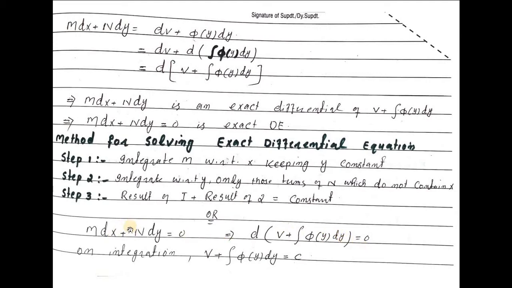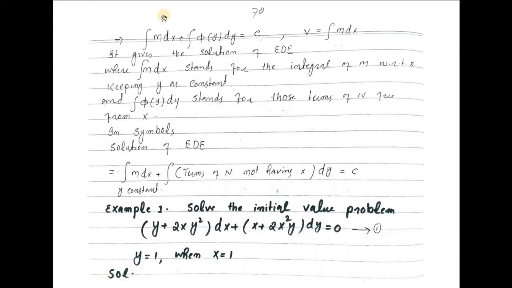We can replace this expression by its value. Here we have this expression whose value is this one. So this is the equation. Now replacing the left side by its value, on integration we can write v plus integral pi y dy is equal to c. This c is the integral of 0. Integral of 0 is equal to c. Now we come to the next slide.